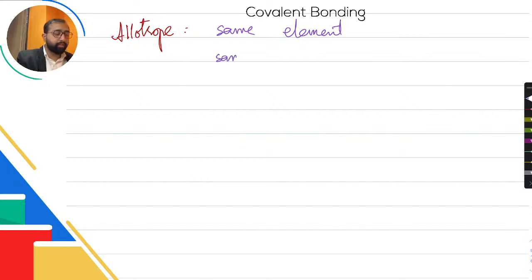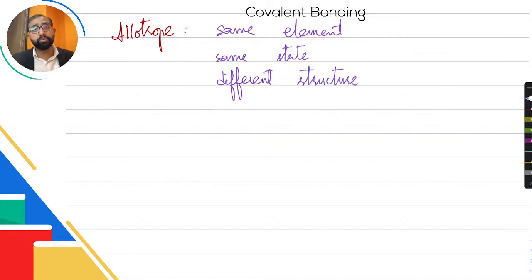Same state, so it must be solid if all allotropes are solid. It must be gas if all allotropes are gas, but different structure. And this is a very interesting case. Diamond, for example, is very versatile in this case. Diamond has so many allotropes. So 3 of them you are supposed to know at this stage, but there are others that go way beyond it.